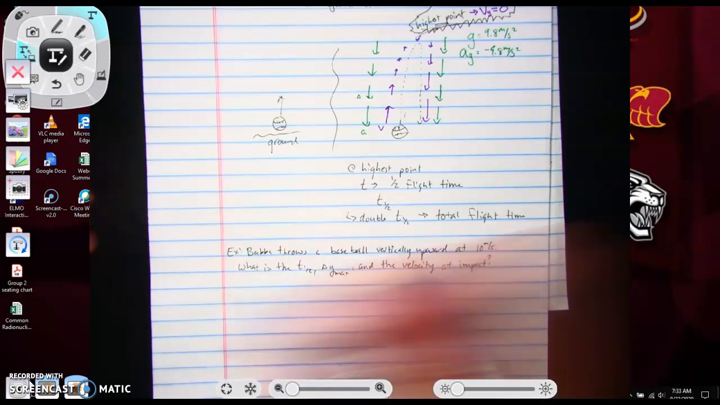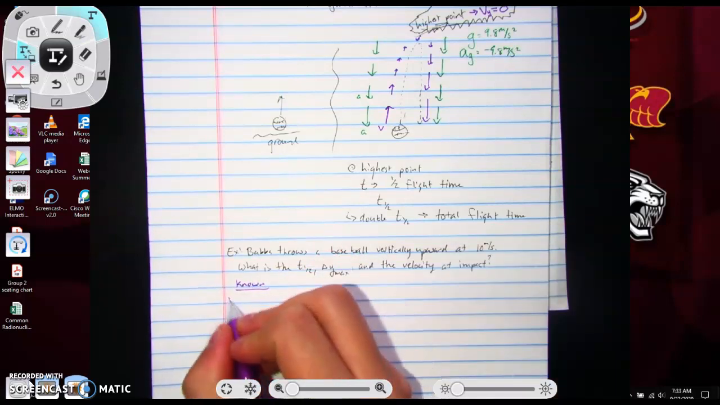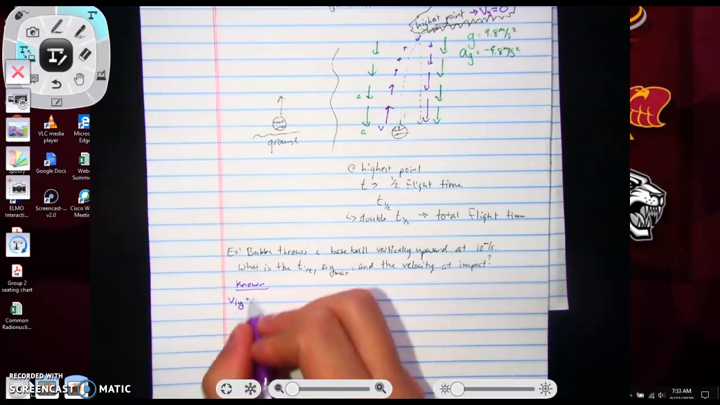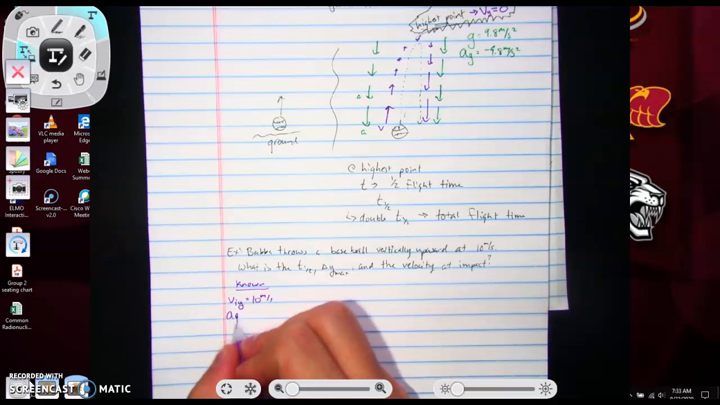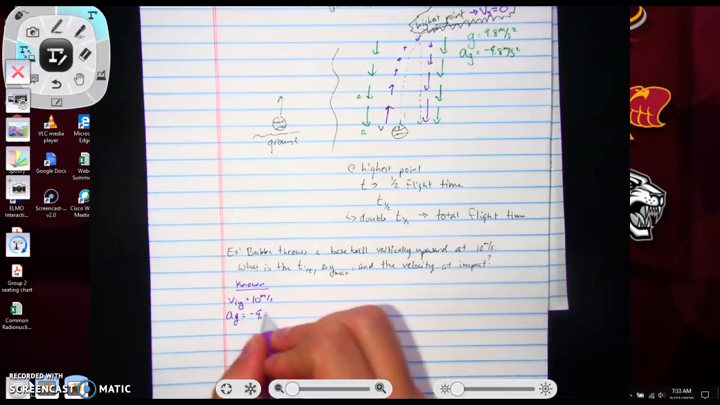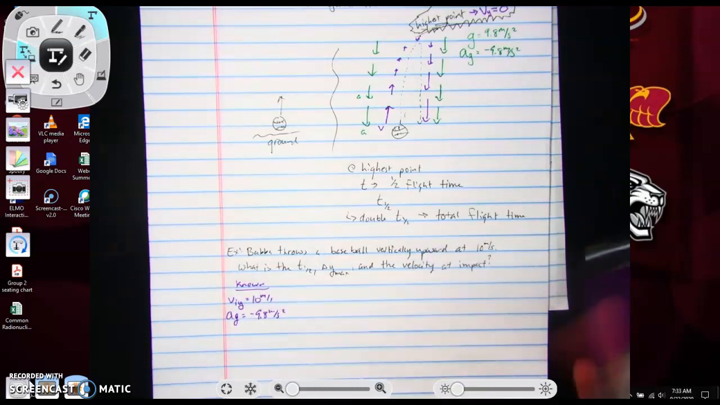I'll go in purple for this part. Okay, known. Well, let's see. I know my v initial in the y is 10 meters per second. I know my acceleration due to gravity is negative 9.8 meters per second squared. Even though it's not said, object's in the air. So, yeah, we know that.